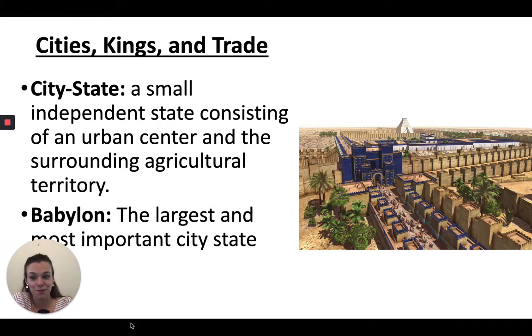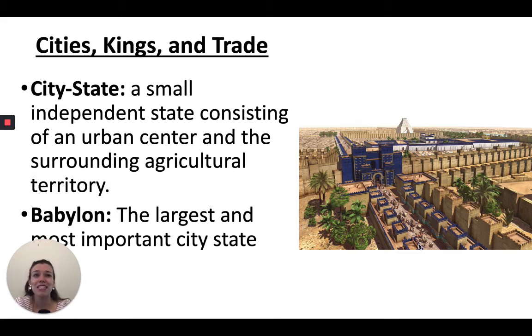Where was I? City-states. We see that our Mesopotamian society is based around these city-states. So a city-state is a small, independent state consisting of an urban center and the surrounding agricultural territory. So, what does that mean? It means you have a city, and then the land around it, the farmland around it, is attached to that city. So the warriors and the king who lives in that city, they get their food from the farmland, but then it's their job to protect those farmers.